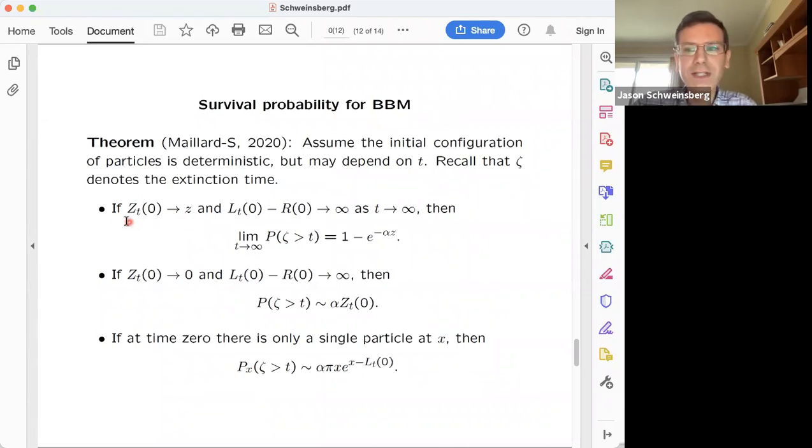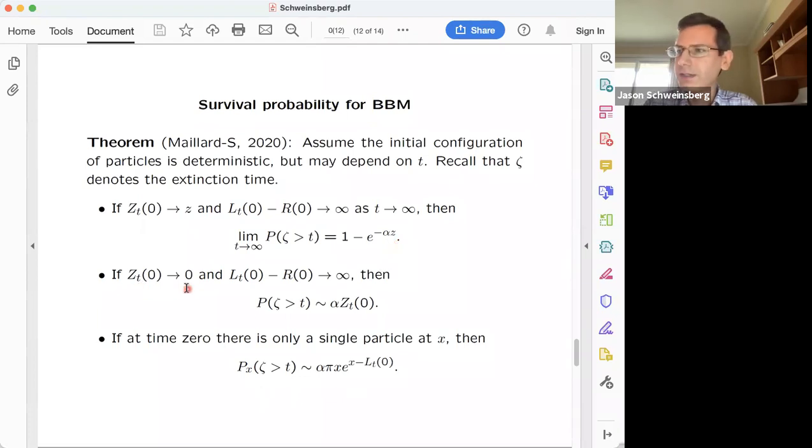Now, if z_t of 0, that's our measure of the size of the process at time 0, converges as t goes to infinity to z, and if no particles start out too close to L_t of 0, then the probability that the process survives for at least time t converges to 1 minus e to the minus alpha times z. So that's coming from the corresponding result for continuous state branching processes.